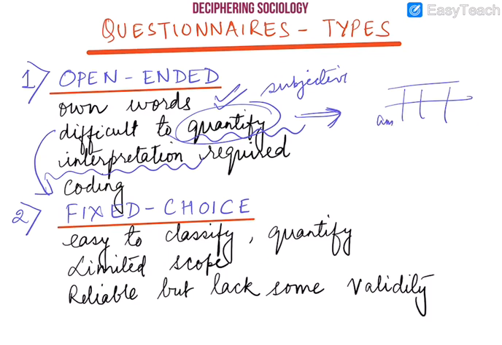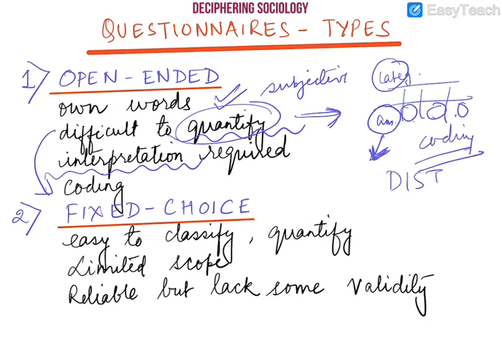Now, even though it is difficult to quantify, I have to code it. That means I have to put that answer into certain categories. So what I am doing here is limiting that answer to this category only. Maybe the answer of the person I am studying does not fit anywhere, but deliberately I will put this answer somewhere here. So I am coding it, which is distorting the picture. It is not giving me a clear picture of what I want to study.